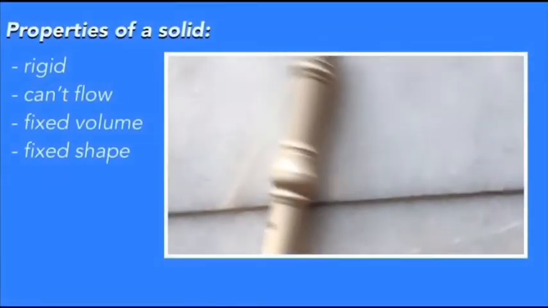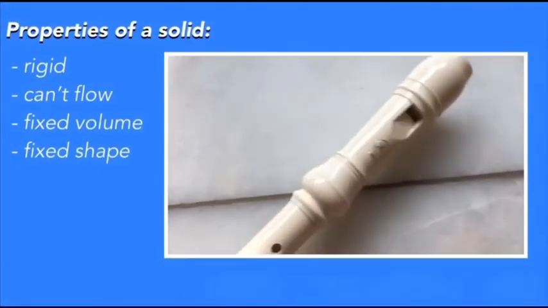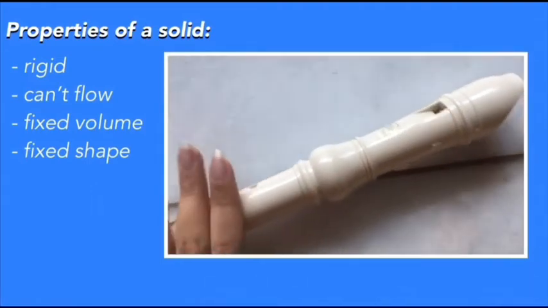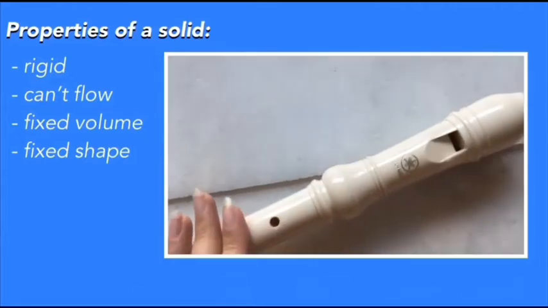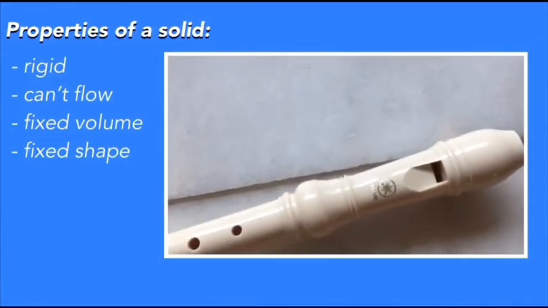Before I explain the changing state of matter, which is also part of particle theory, I would first like to elaborate on the properties of each state of matter and give some examples for each. The first example is an example of a solid, and it is this recorder that I found in my house. As you can see, it follows the properties of a solid, which is that it has a fixed shape, a fixed volume, it's rigid, and it doesn't flow.